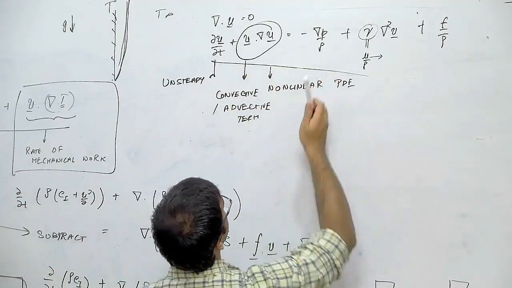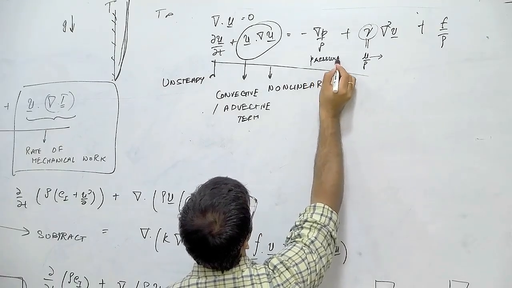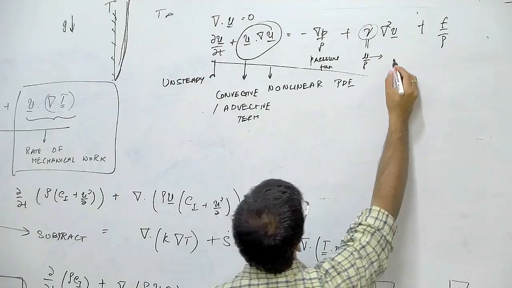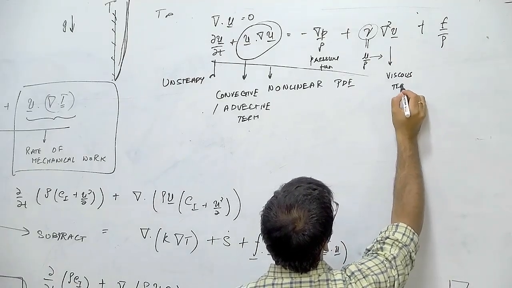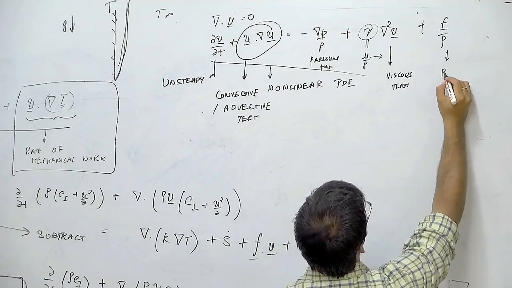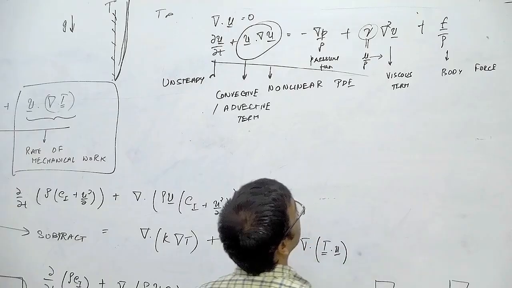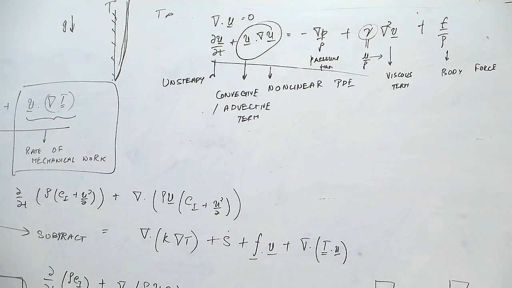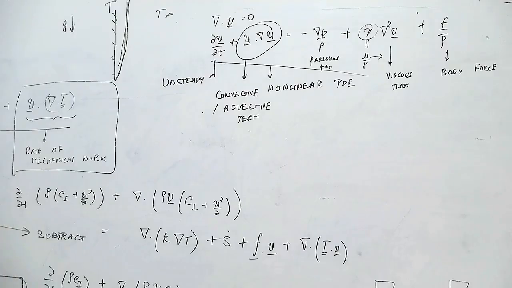This is called the pressure term. This is called your viscous term, and this is called your body force term. Most of the time I am going to ignore body forces in this course, except when we are taking gravity into account. Except for when we are taking gravity into account, the body force term will not be present in our discussions.